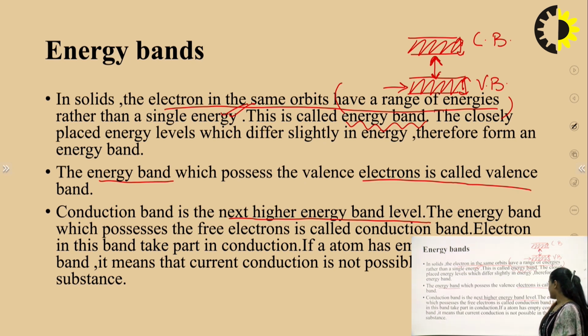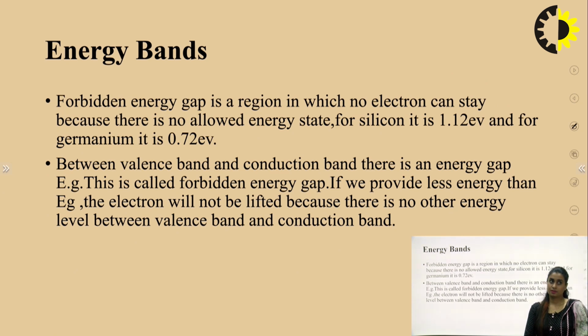If an atom has an empty conduction band, it means there will be no conduction of energy. If we have all the electrons in the valence band and no electrons in the conduction band, then we do not have free electrons for the movement, for the flow of current. Now we understood what an energy band is.